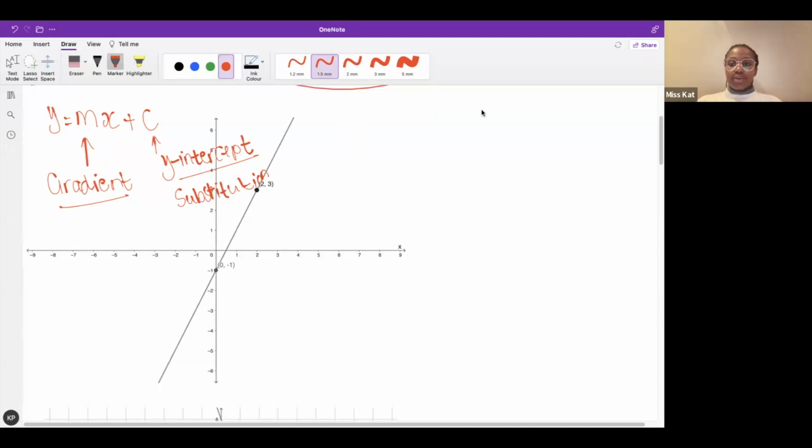Now, let us find the equation of the graph that is on your screen right now. We have 2 points. Maybe I should name them: point A and point B. First things first, we need to use our points to, A, find the gradient, and then B, find C, and then we'll have an equation. So what is our formula for our gradient?